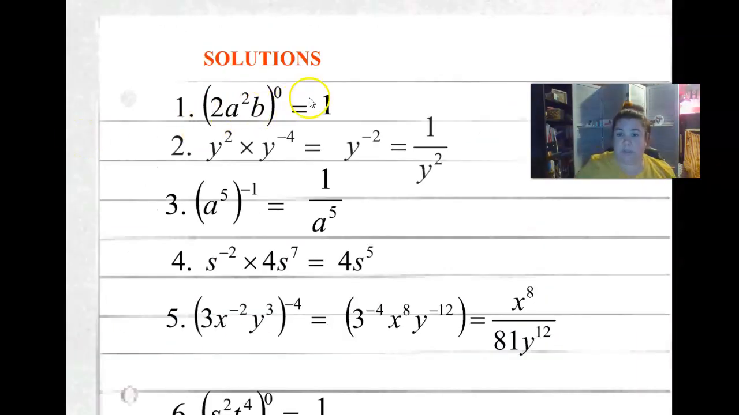Okay, so number 1's easy. Look, it doesn't matter what anything's in here. It doesn't matter what is in there. If it's to the power of 0, boom, 1.